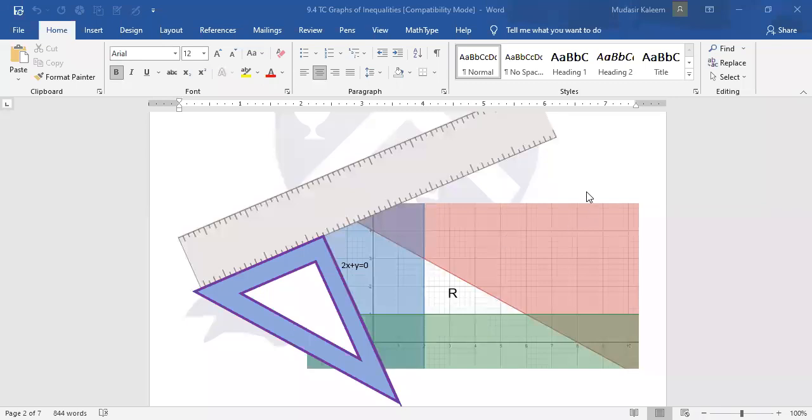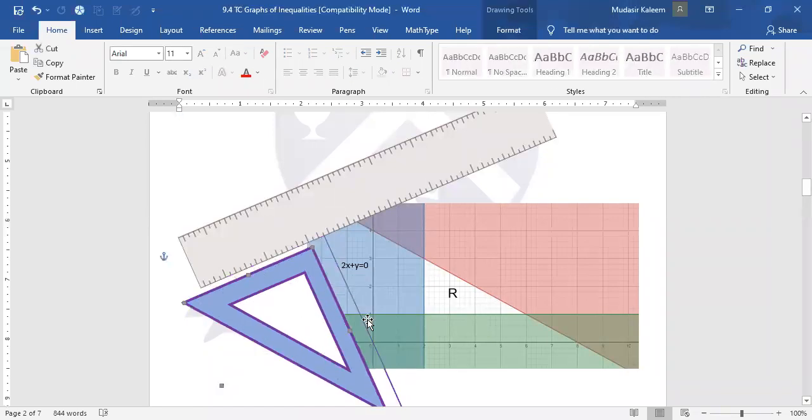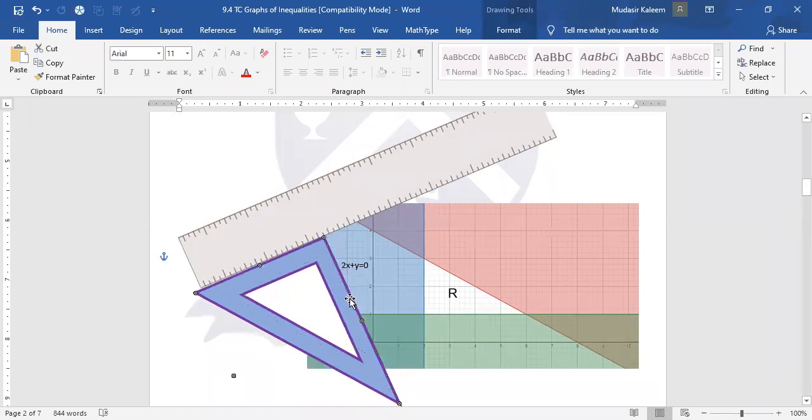Okay. So you see a new screen here now. So I have to place the set square on the line. Okay, you see the line here, 2x plus y equal to 0, is the same diagram. I've just enlarged it so that you can see it clearly. Okay, so I have this set square placed on the line.